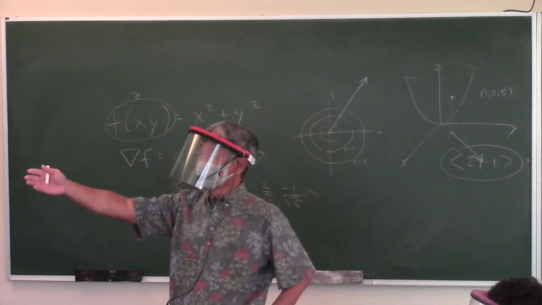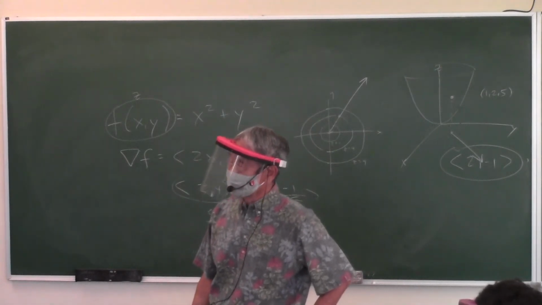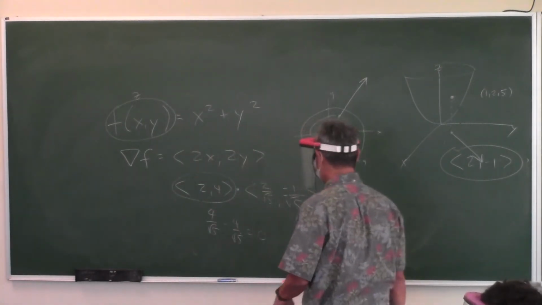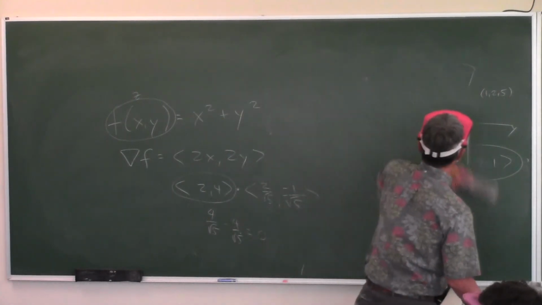Okay, let's do an example covering number 4 then. Using the chain rule, find the rate of change of a function of 3 variables. Okay, let me erase this.